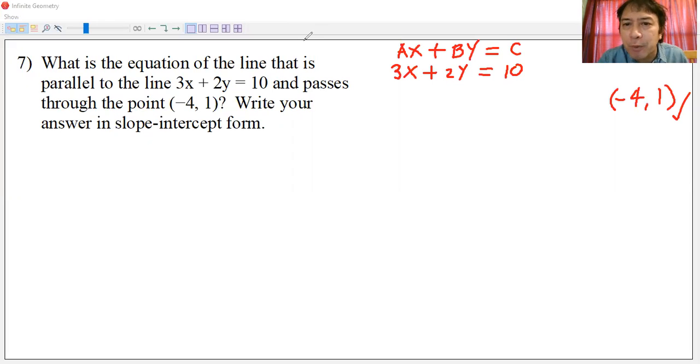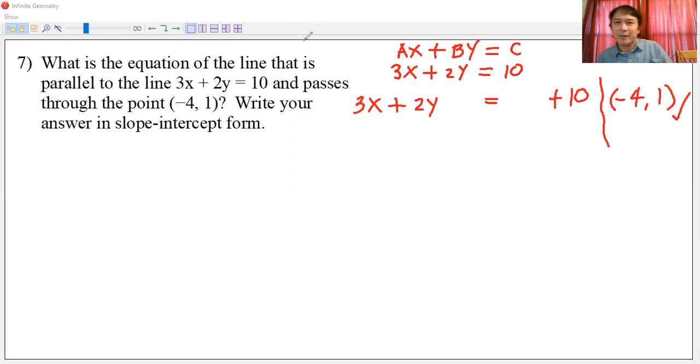Subtract 3x from both sides, okay? So this we do it here. 3x plus 2y. Let's put a space there. Let's put the 10 away over here. And that's a positive 10, right? Like that. All right. So a little bit of arrangement like this.